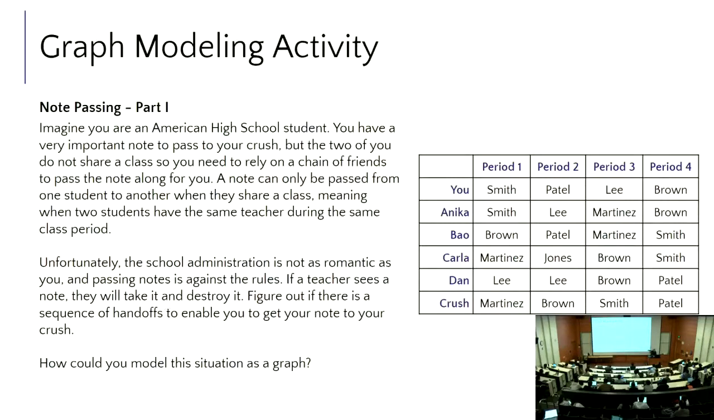And here is a little chart to determine who's in what period with whom. How might we model this as a graph? Let's start there. So here's just a scenario. Before I ask any questions, does anyone have any clarifying questions about the scenario?